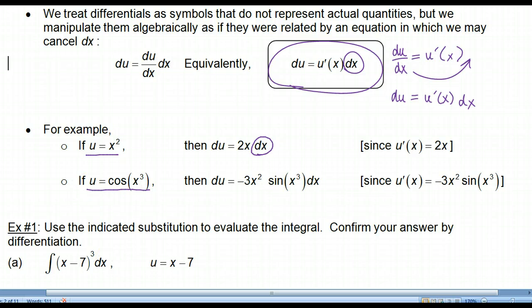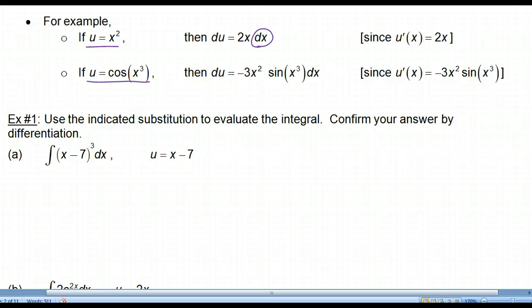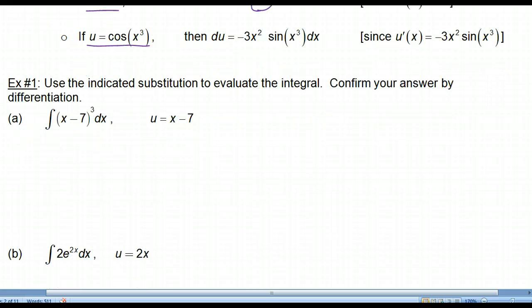And again, we did those in chapter 4, so you can go back and look at that if you want to review. So if I want to do du here, it would be what? Negative sine of x to the third, and then because we have x to the third, you have to apply the chain rule, so you multiply by 3x squared. Why is it negative? The derivative of cosine is negative sine.